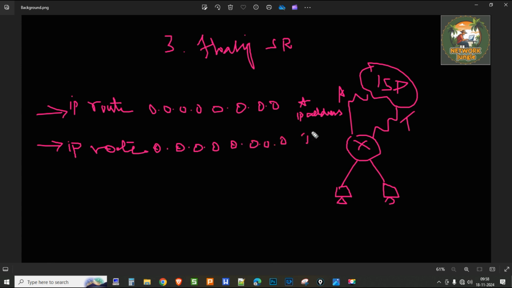Then Tata IP address. What is the difference between the default static routing and floating static routing? Here you can give the priority: the one having the higher bandwidth gets priority 1, then the lower bandwidth is 2.